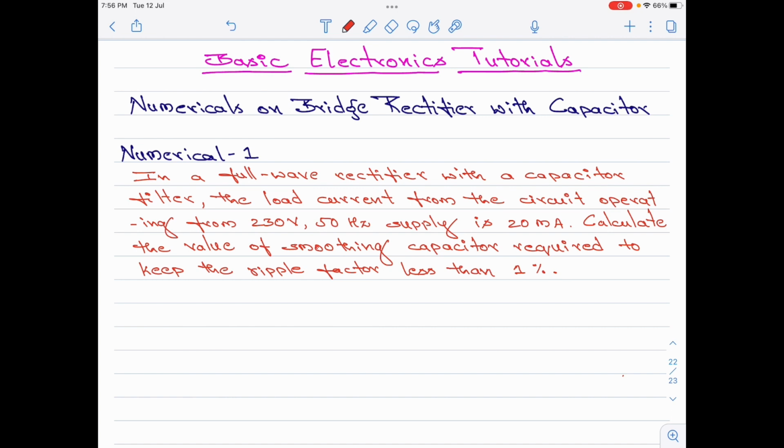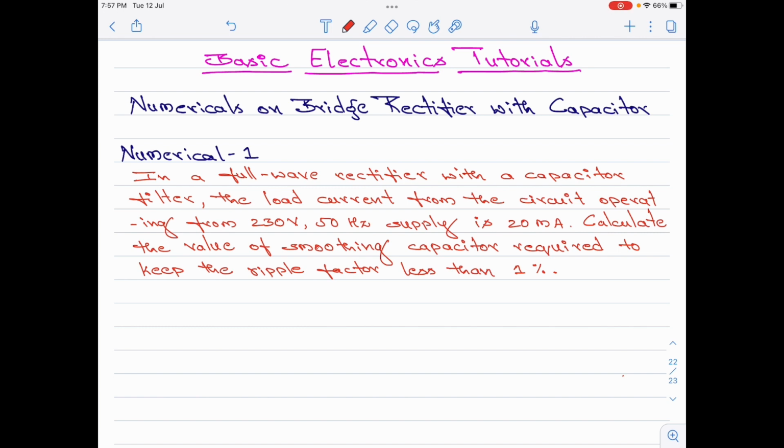In this video, I'm going to take up the first numerical on bridge rectifier with capacitor filter. Let me read out the question first. In a full wave rectifier with a capacitor filter, the load current from the circuit operating from 230 volt 50 Hz supply is 20 milliamperes. Calculate the value of the smoothing capacitor required to keep the ripple factor less than 1%.